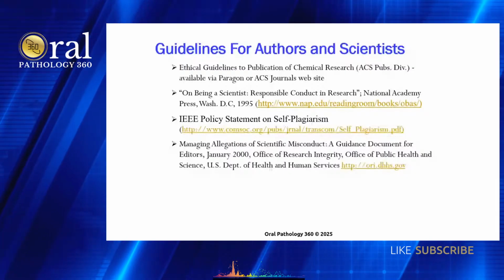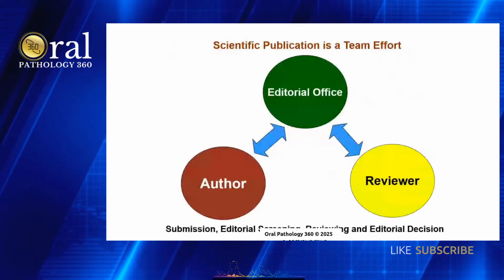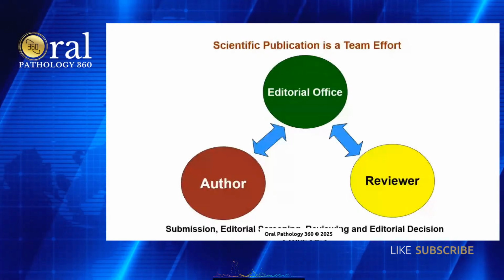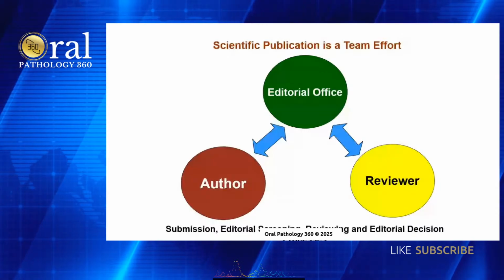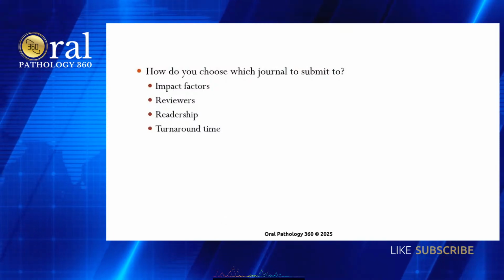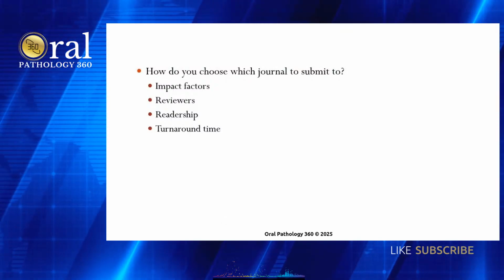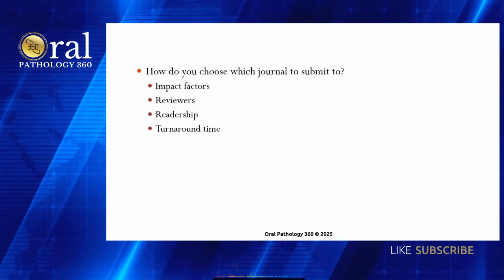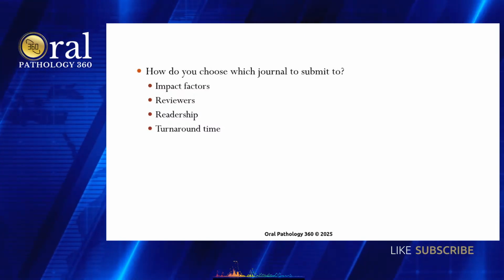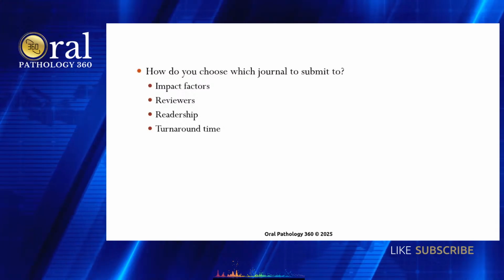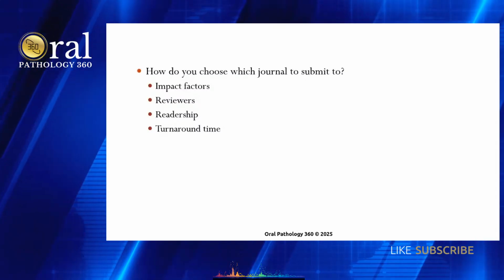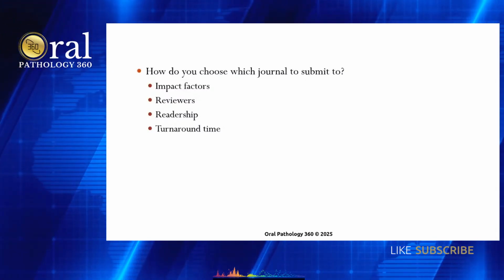Now, scientific publication is a team effort, which I told you earlier. You submit it to the editor, editor sends it to the reviewer, reviewer sends it back to the editor, and the editor gets back to you through email. How do you choose which journal to submit to? You have to consider the impact factors, the reviewers, readership, turnaround time. Some journals take 1 month, some journals take 2 months, some journals can take up to 6 months. That is the turnaround time from when you send the paper until you get a decision about publication of your paper.